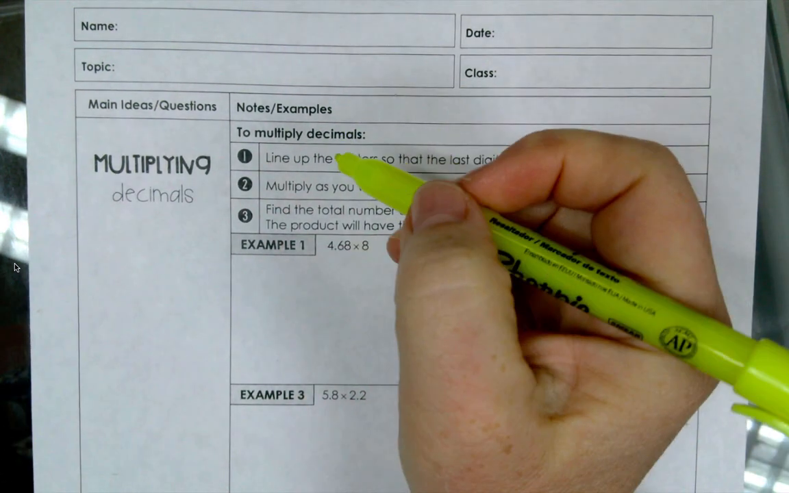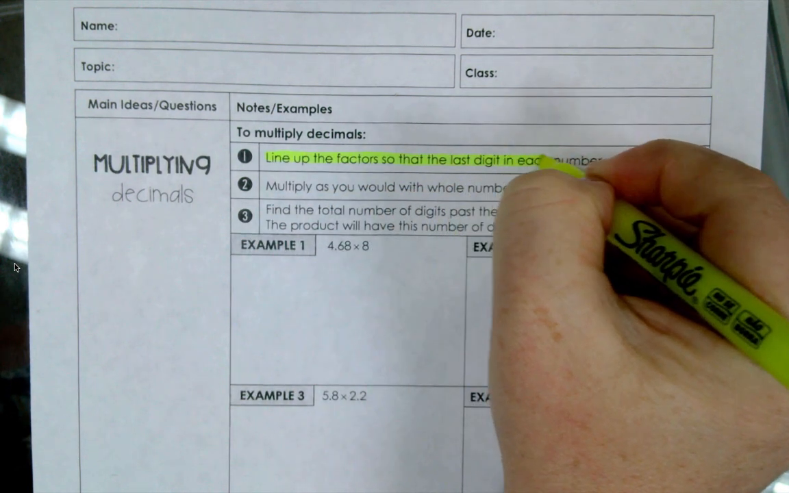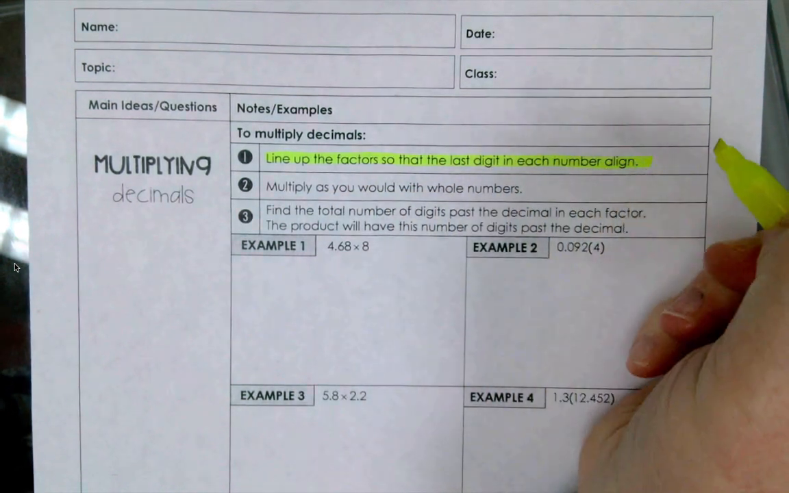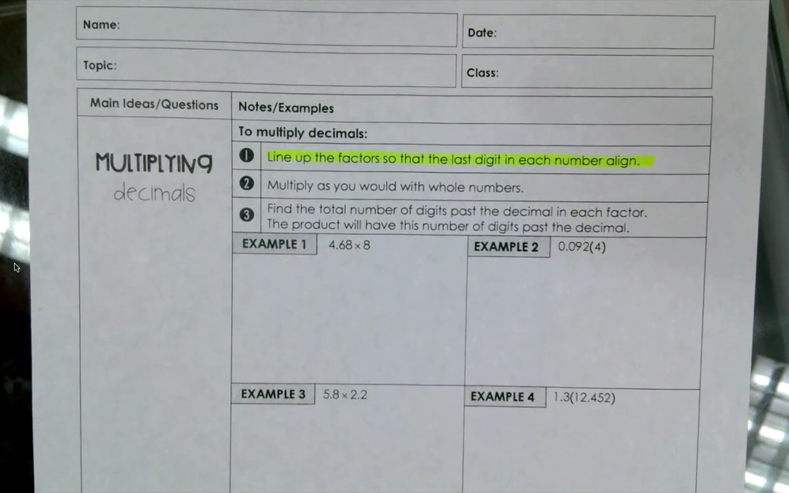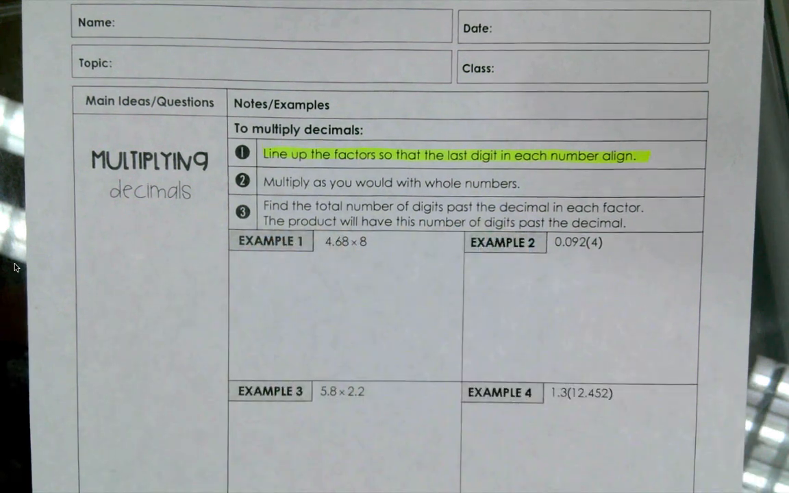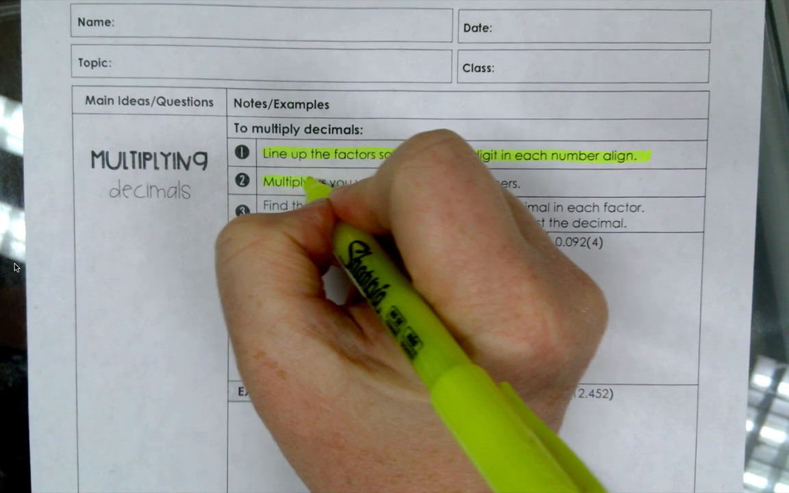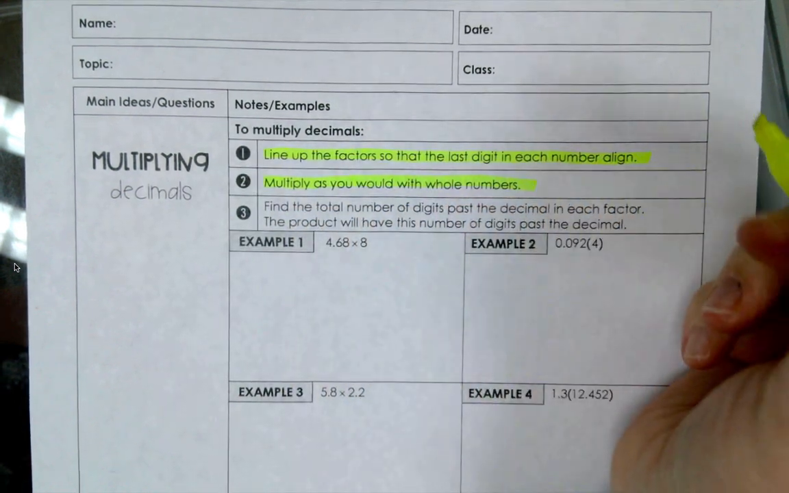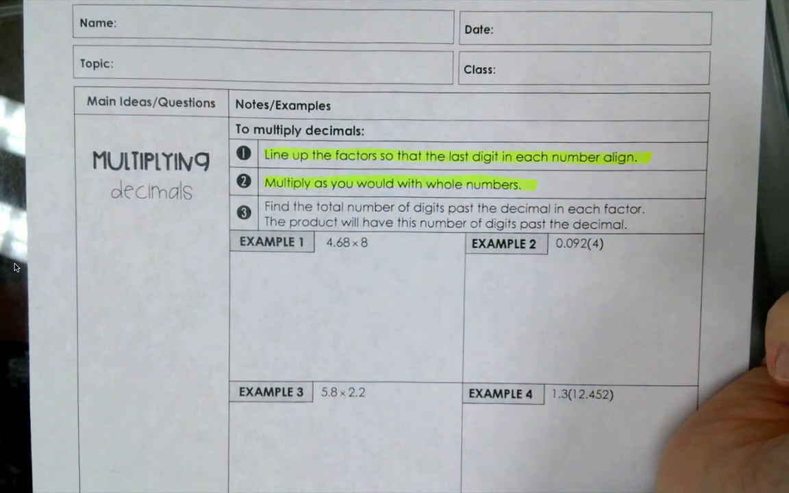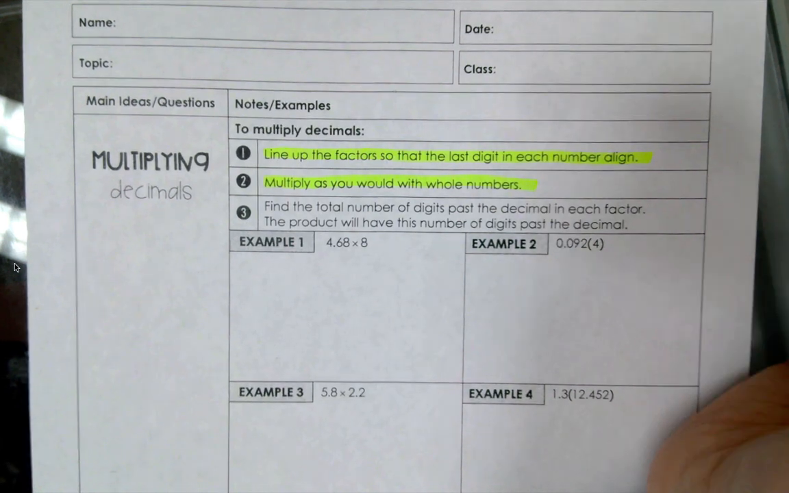So we're starting off with lining up the factors to the last digit in each number aligned. Okay, so in short, lining up your digits. But we'll get through it. And then multiply as you would with whole numbers. And then find the total number of digits past the decimal in each factor, and the product will have this number of digits past the decimal.